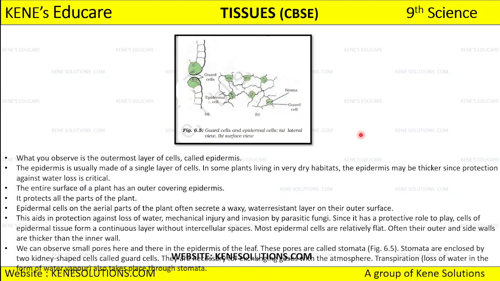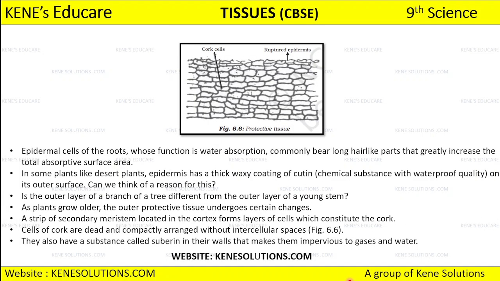अब guard cell का काम क्या है? Guard cell is going to regulate the opening and closing of the stomata, and we have this transpiration process, that is loss of water in the form of water vapor, that takes place through stomata. Stomata के through क्या होता है? Transpiration process होता है, that is the loss of water in the form of water vapor through this stomata.